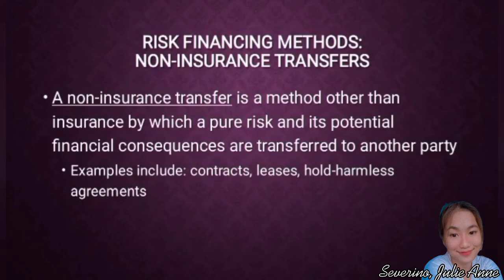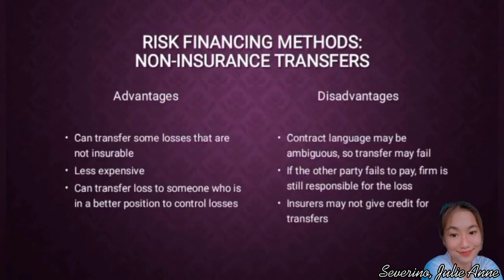Non-insurance transfer of risks through contract is often accomplished or prevented by a hold harmless clause, which may limit liability for the party to which the clause applies. It is also the transfer of risk from one person or entity to another by way of something other than a policy of insurance. There are also advantages and disadvantages of non-insurance transfers.